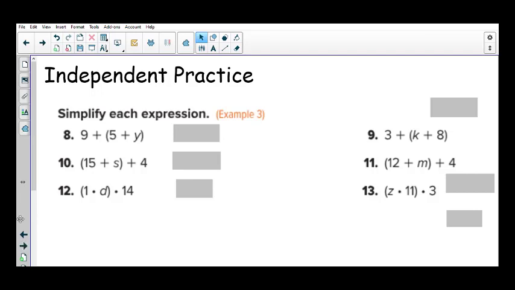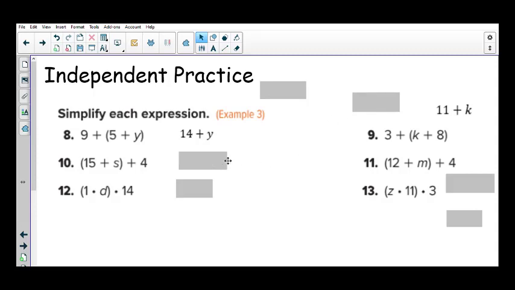In number 8, you can add the 9 and the 5 together to get 14 plus y or y plus 14. Hopefully you got that. Number 9, add the 3 and the 8 together to get 11, so we get 11 plus k, or k plus 11. Number 10, add the 15 and the 4 together to get 19 plus s, or s plus 19. Number 11, we've got 12 plus 4 that we can add together to get 16 plus m, or m plus 16.